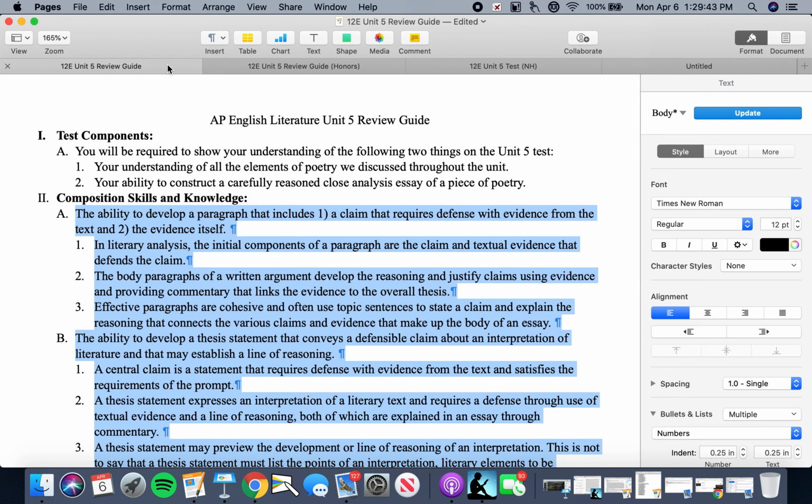Well, this poem is basically formed or structured according to the conventions of what we call an Italian sonnet. That's a poem that's 14 lines long, that has an ABBA, ABBA, CDC, DCD rhyme scheme.